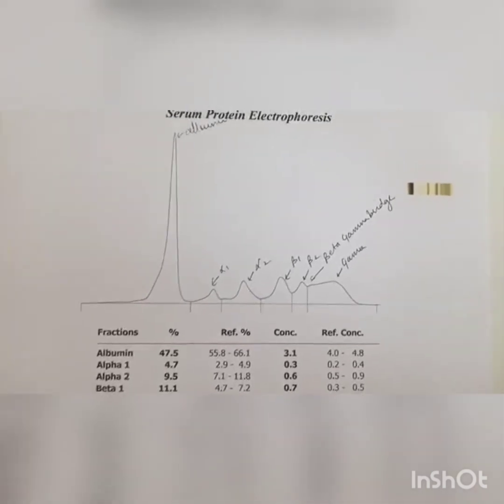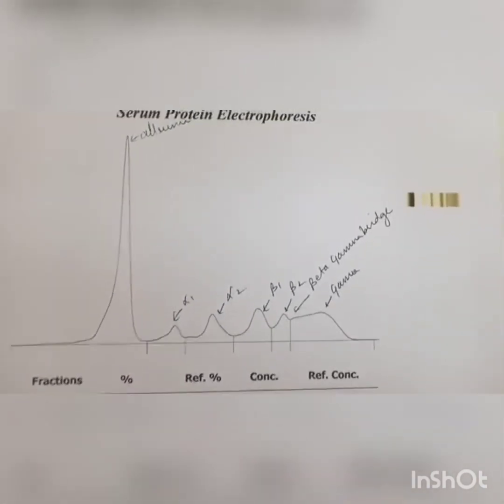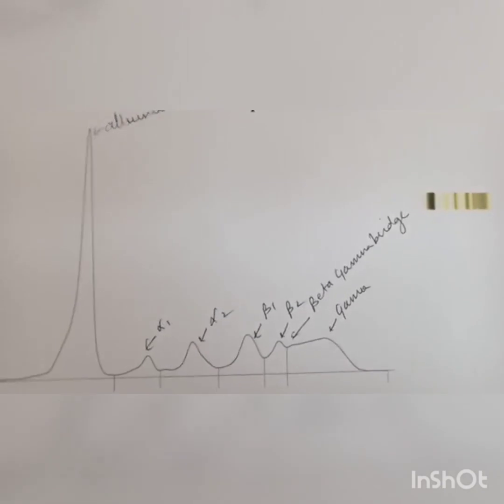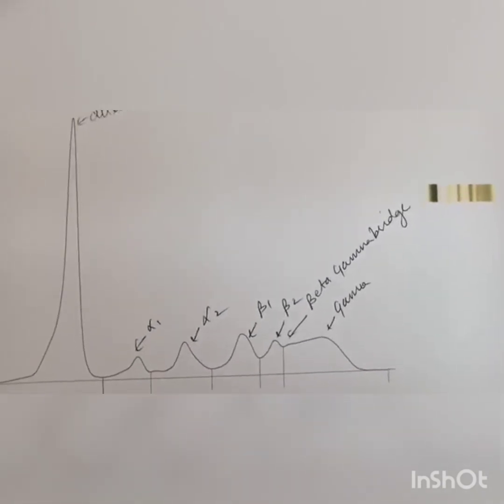So this pattern, I just wanted to show that this pattern is more suggestive of cirrhosis of liver because of the beta gamma bridge.